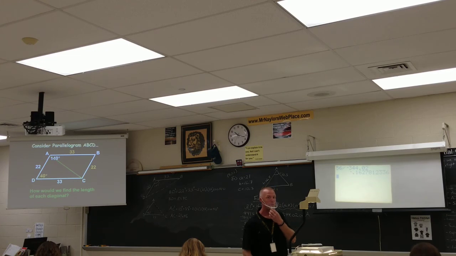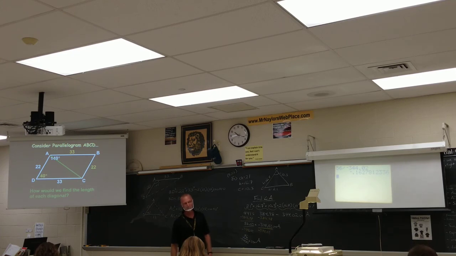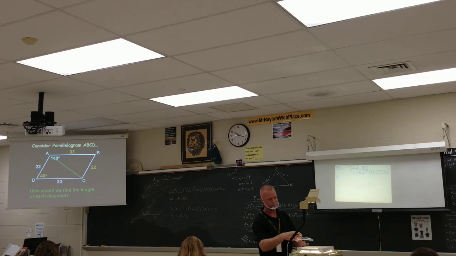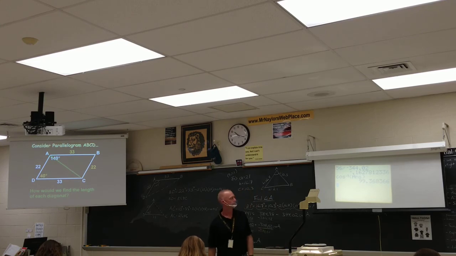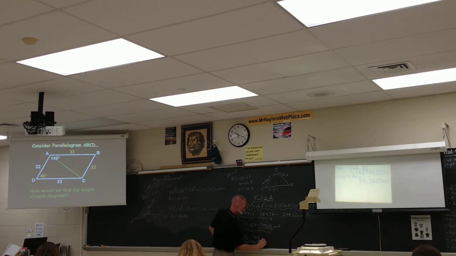Because remember, whenever you're finding an angle, because that's what we're looking for, whenever you want to find an angle, you always finish with an inverse. So if you haven't done it yet, do the inverse cosine, and that will give you angle A. That gives you angle A. Okay, so A equals 99.